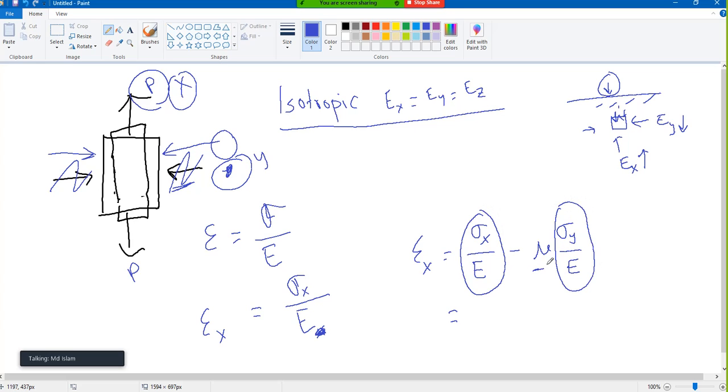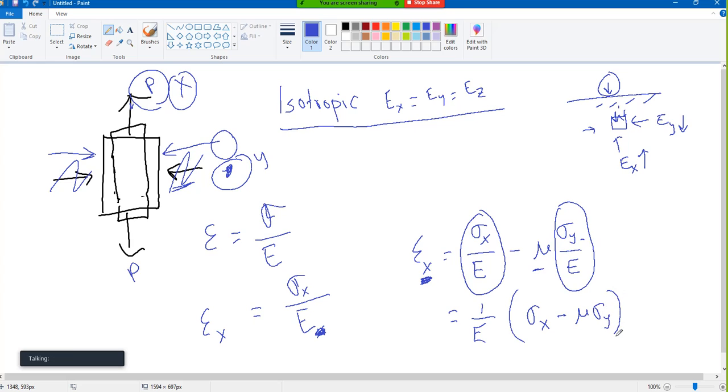The reason is we are considering the longitudinal sigma x, longitudinal. We are taking the effect of transverse. So what is the connection between longitudinal and transverse? That is the Poisson ratio. We learned it. Poisson ratio is lateral strain divided by axial strain. So that is why. Now I can simply write this way: sigma x minus mu sigma y.